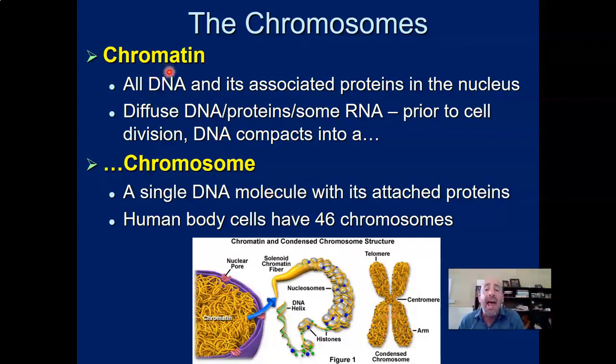So DNA, when it's not getting ready to divide, is in this diffuse, spread out form called chromatin. When the cell's getting ready to divide, the DNA condenses into these forms that we know as chromosomes. Okay? And we have 46 of them. Again, we're going to talk about this in way more detail in chapter 8.